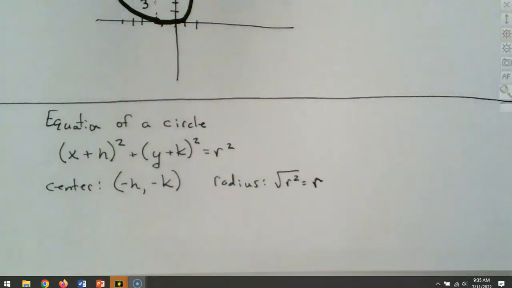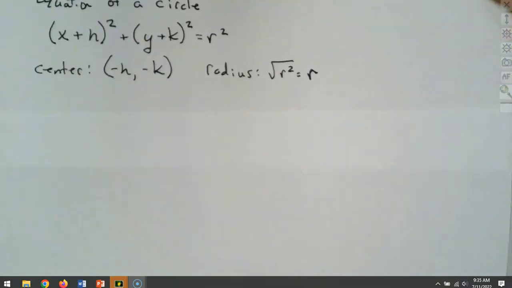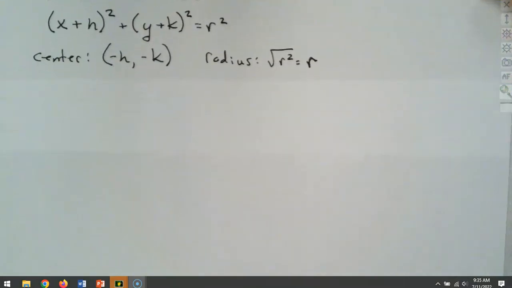So I'm going to give you 2 of these, maybe 3 of them. We're going to find the center and the radius. We're not going to graph them. So we're just going to find the center and the radius. And then I'm going to give you 2 of them where I give you the center and the radius, and you come up with the equation. So we'll do it in both directions.